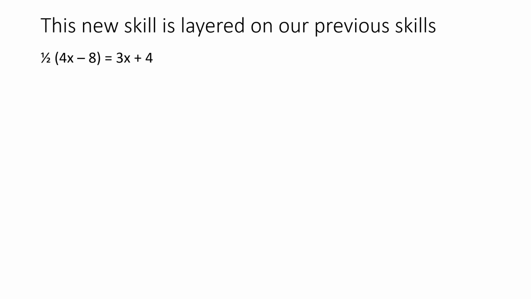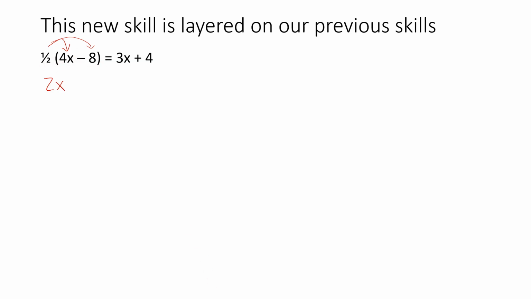Now, this new skill is layered on our previous skills, and I mentioned before I was going to harp on this a little bit. If you don't know the previous skills, make sure that you are checking out previous videos. So this is distribution right here. We want to remember what distribution is. That means we're going to do 1/2 times 4x, and that would be 1/2 of 4x. Well, half of 4x is 2x. And half of 8 is 4.